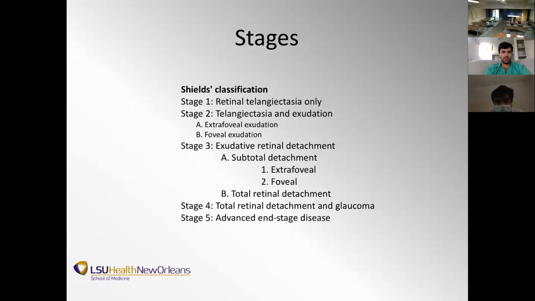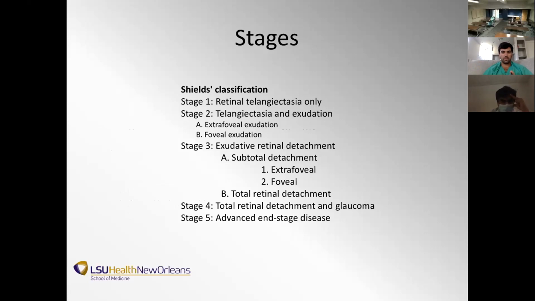So for staging of Coats disease, there are a few classification systems, but the one that I saw used the most in the literature was the Shields classification. It basically stages from 1 to 5. Stage 1 is very mild disease with retinal telangiectasia only. Stage 2 has telangiectasias in combination with exudation, and then further breaks down whether the exudation is foveal or extrafoveal.